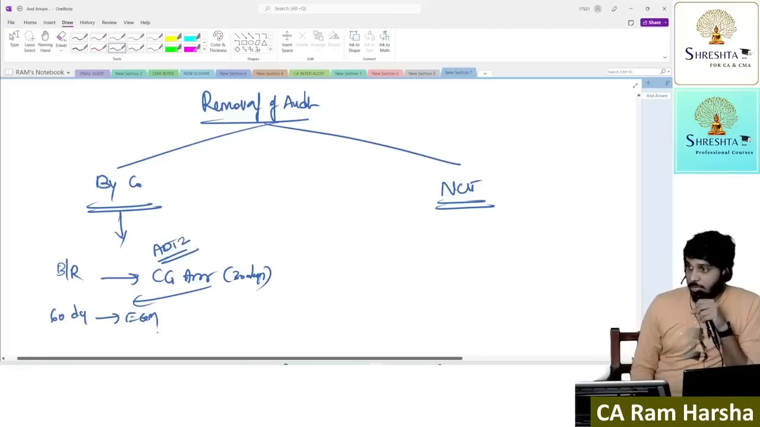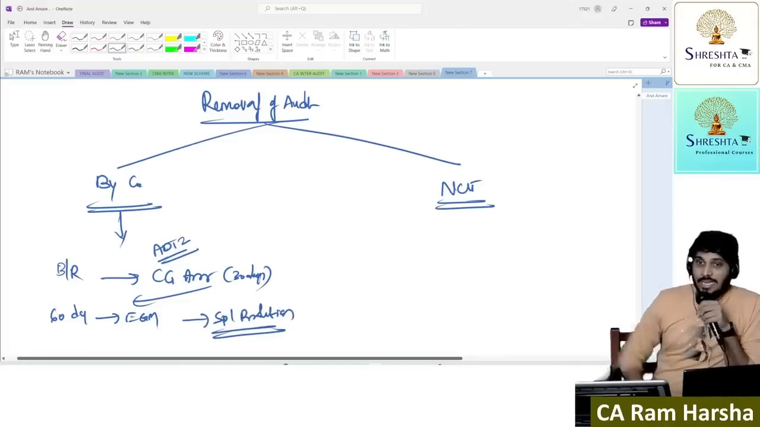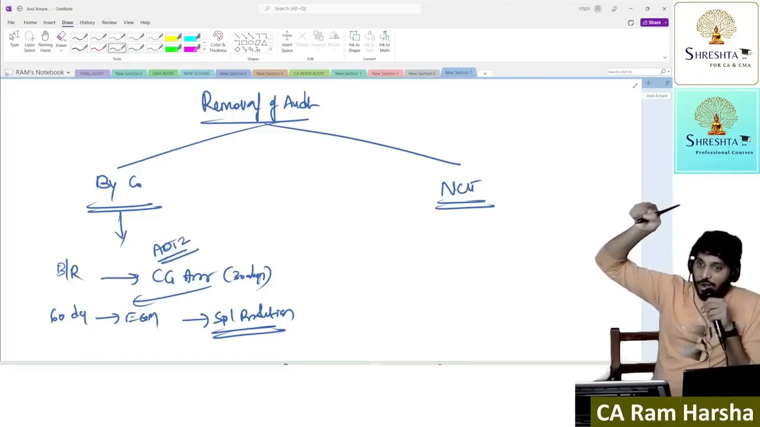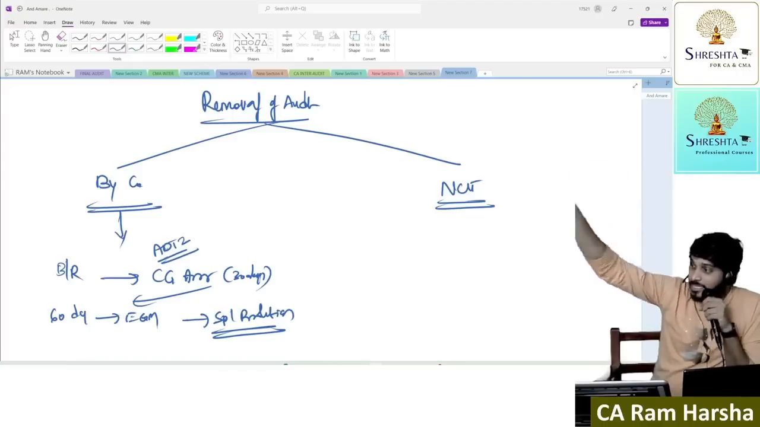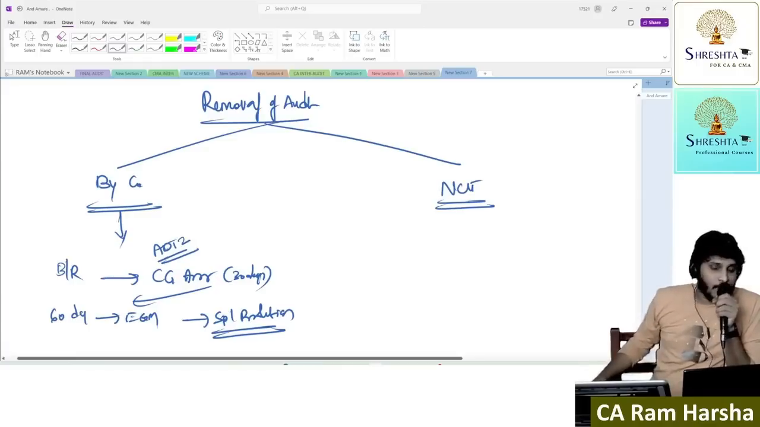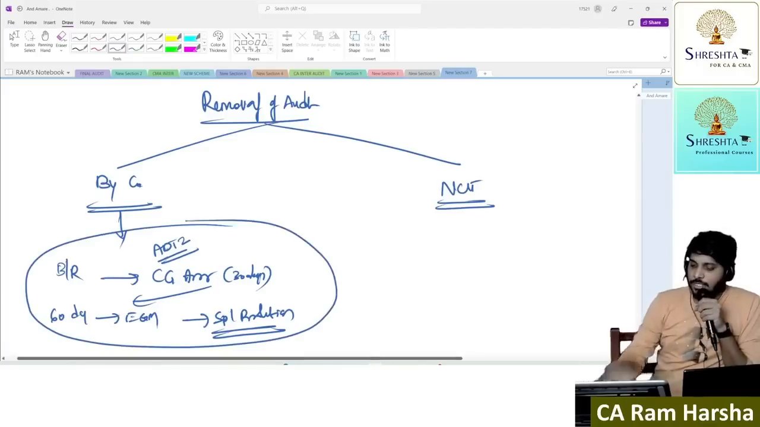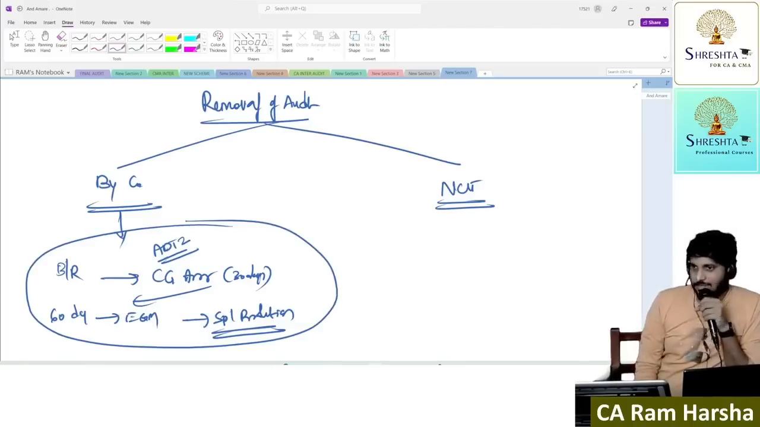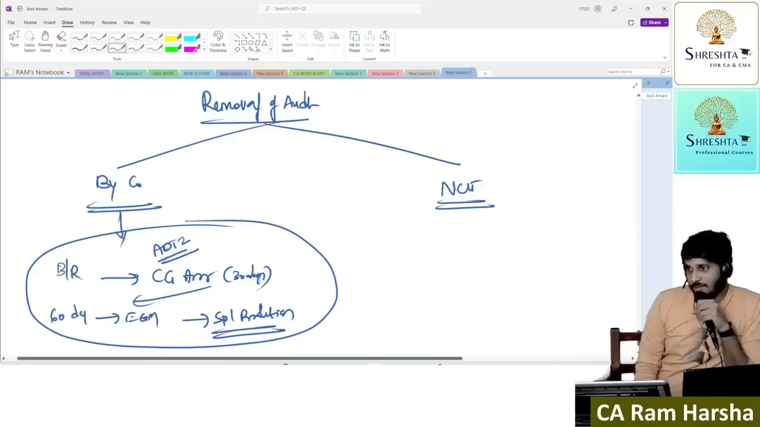Inform the members what happened clearly. Pass a special resolution. A 3/4 majority is compulsory. Only if the central government gave approval, and only after passing the special resolution, will the auditor be removed. Otherwise, he will not be removed. Before you do this entire process, you should first communicate with him. An opportunity of being heard shall be given before removing the auditor.